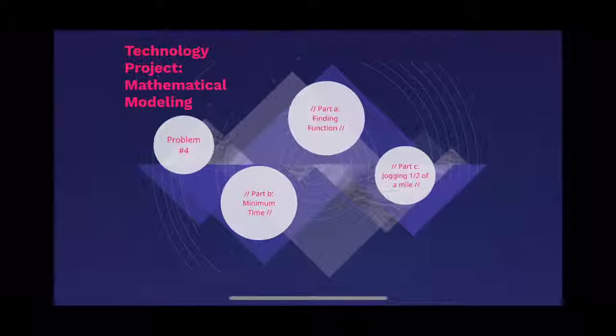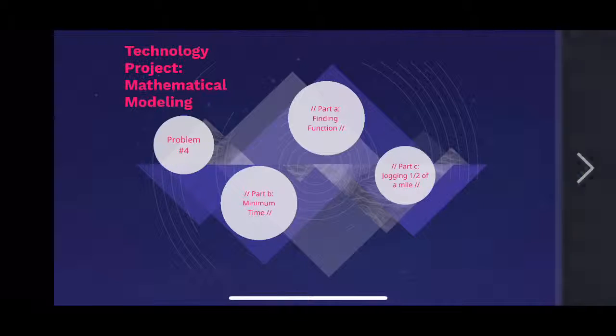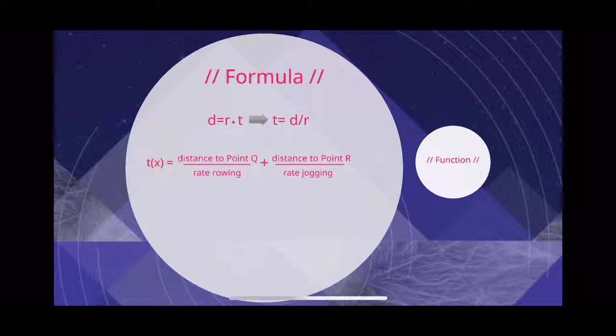From here, we could answer Part A, finding the function. Since we know that the formula for distance is rate times time, we knew we could find time by dividing distance over rate. Since we have two distances with two different rates, we would have to add two equations: the distance to point Q over the rate at which it was being rowed, plus the distance to point R over the rate at which it was being jogged.